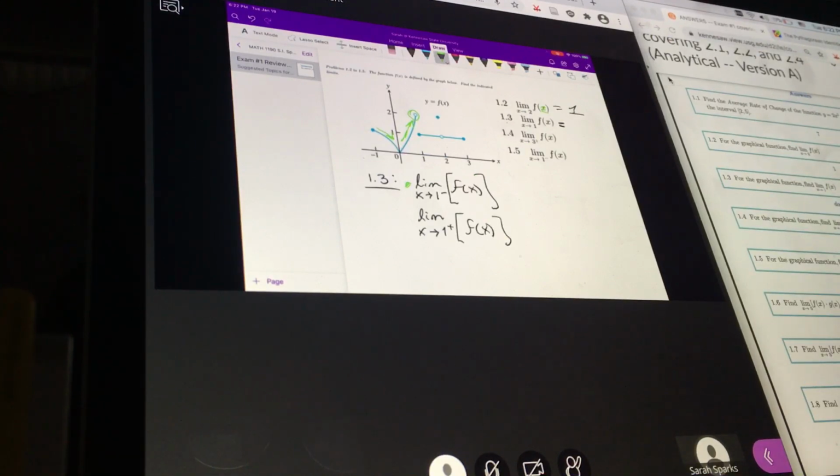So coming from the left side, the limit as x goes to 1 is going to equal 2. If we come from the right side of our function, we're going to follow the line, and we see that it's going to equal 1. And remember, if our one-sided functions don't match, then the limit as x goes to 1 in general does not exist.